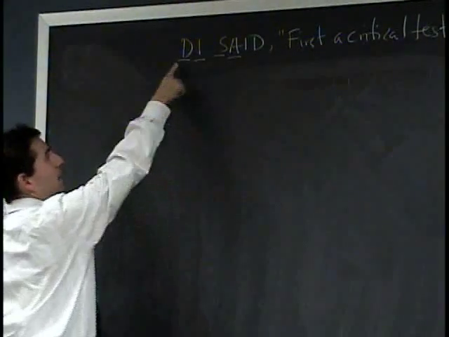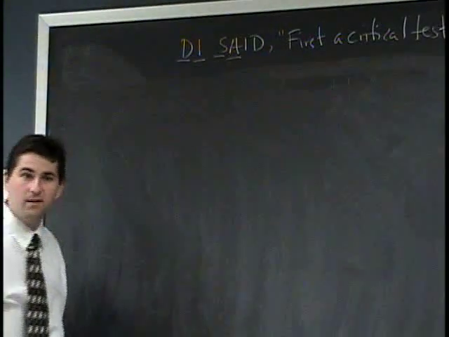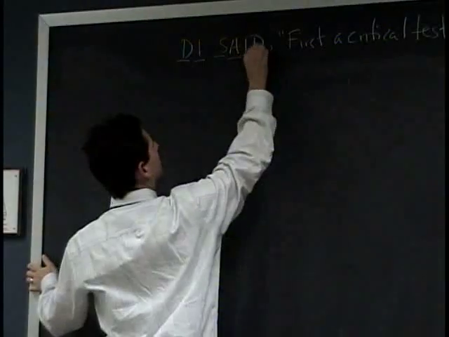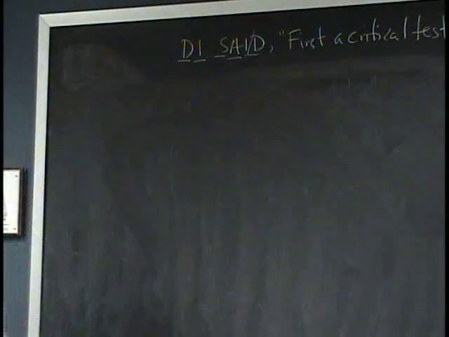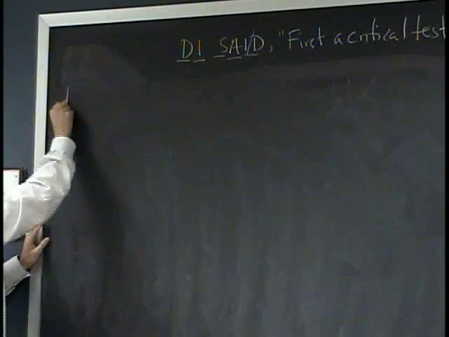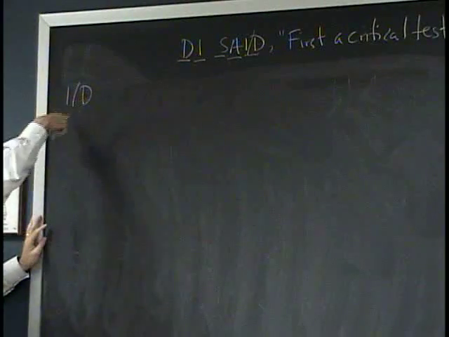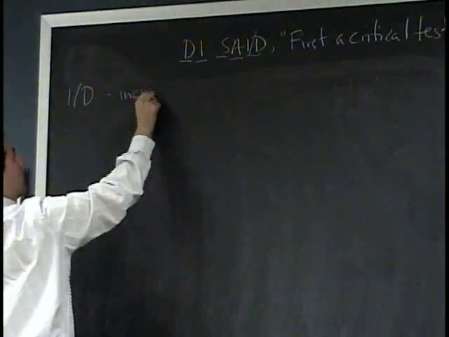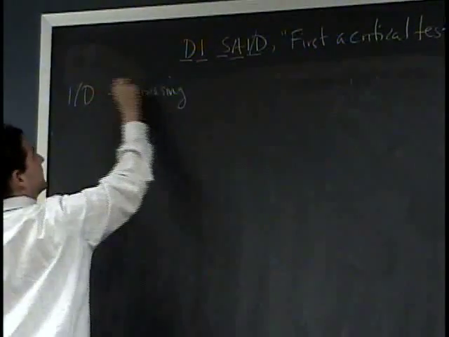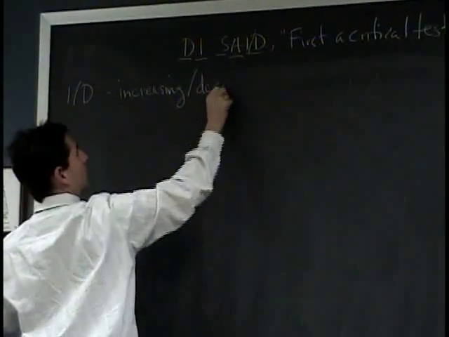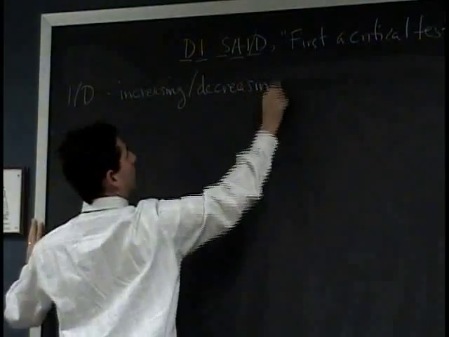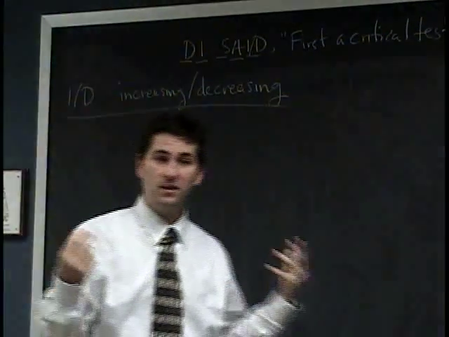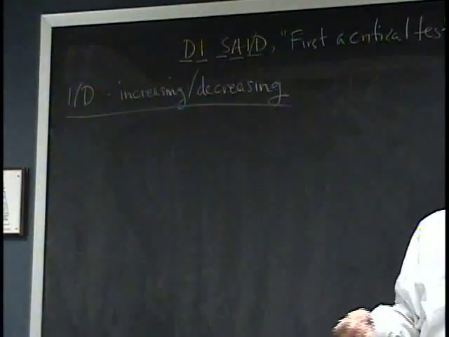Okay, so that takes care of the asymptotes. So now we get to the I/D, which is for increasing, decreasing. And it's just a question: where is the function increasing? Where is the function decreasing?